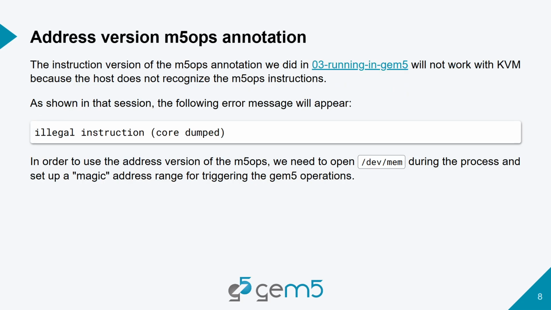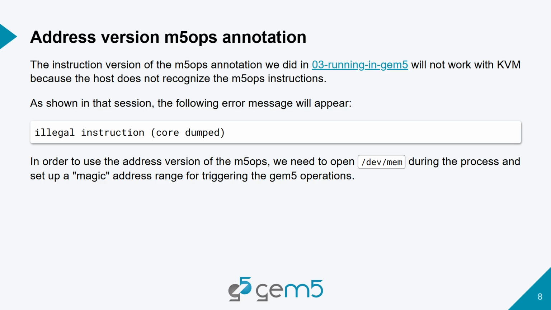We have an example on how to use the address version of M5 op here, but since our time is constrained, we're not going to actually do the example, but we're going to walk through it. As we saw in the morning, the instruction version of the M5 op annotation couldn't run on the host. It would encounter an illegal instruction core dump error.